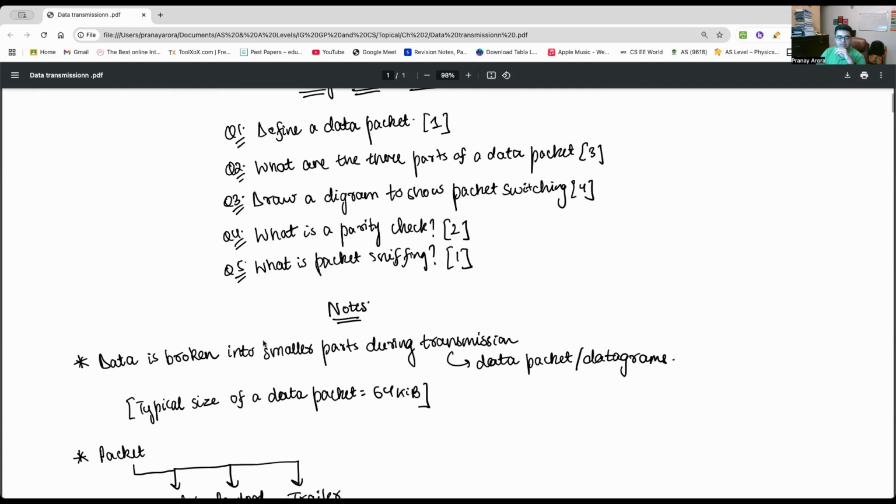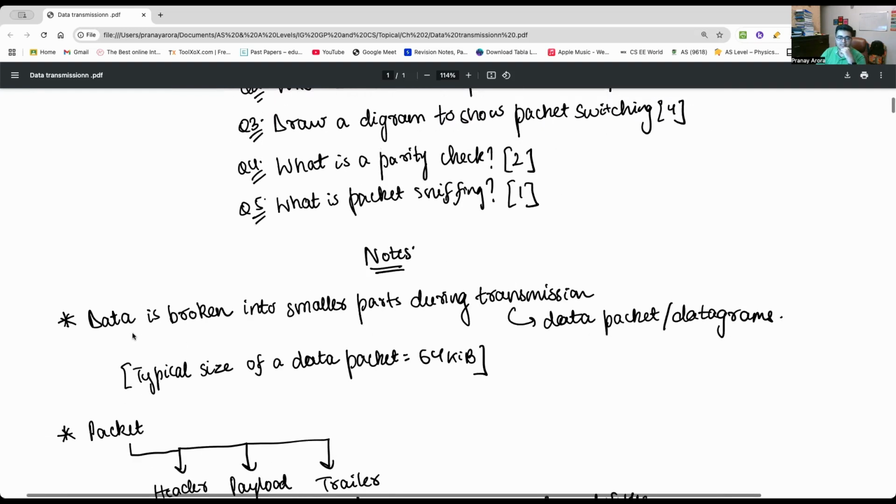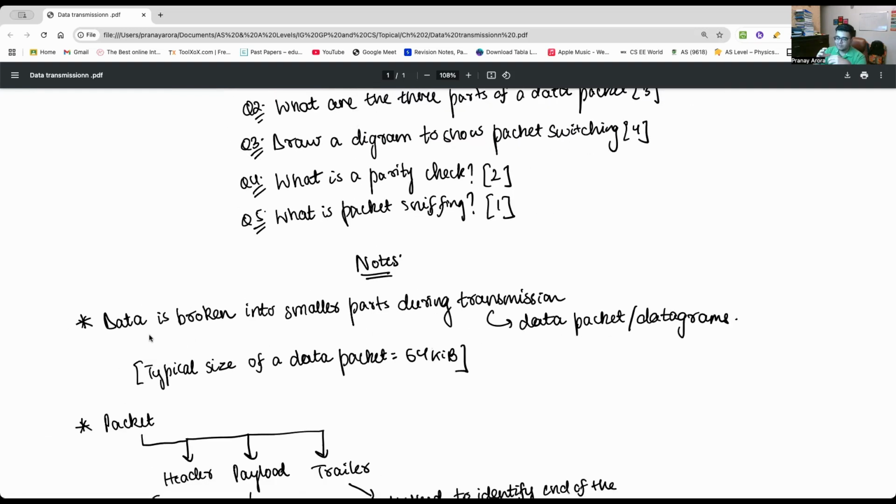So let's start with the first thing in the chapter, that is data. The chapter talks about data transmission, and transmission means how the data travels over the internet. This chapter talks about all of those things that you are required to know as a computer science student, that is, how does data travel over the internet.